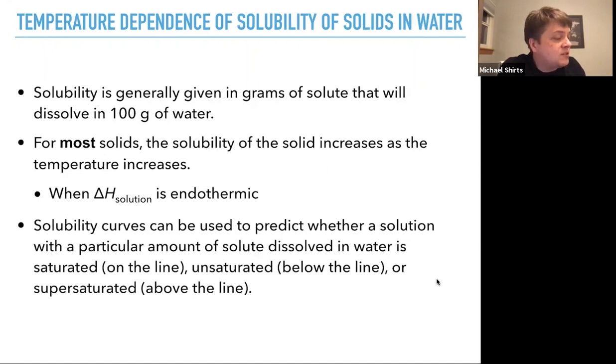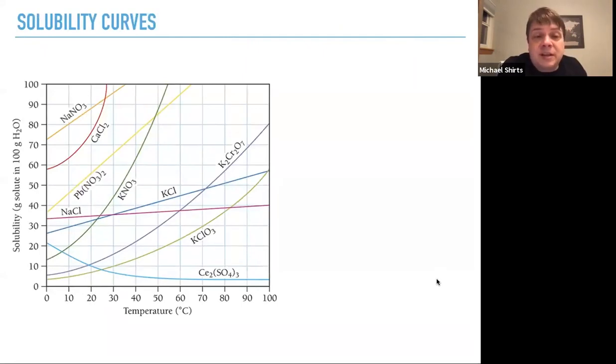The solubility curves can be used to predict whether a solution with a particular amount of solute dissolved in the water is going to be saturated, unsaturated, or supersaturated. A solubility curve would just be the solubility as a function of temperature. So here's an example of some solubility curves.